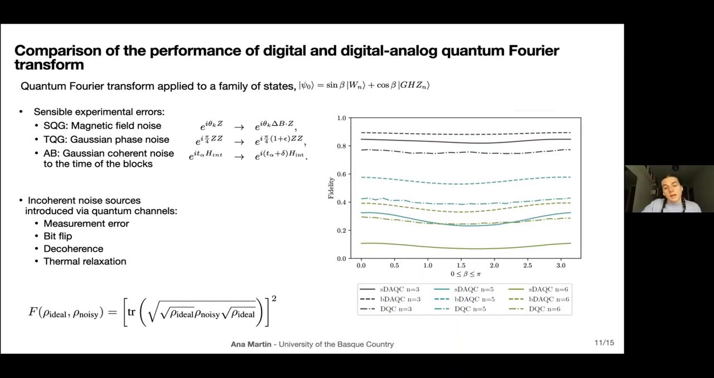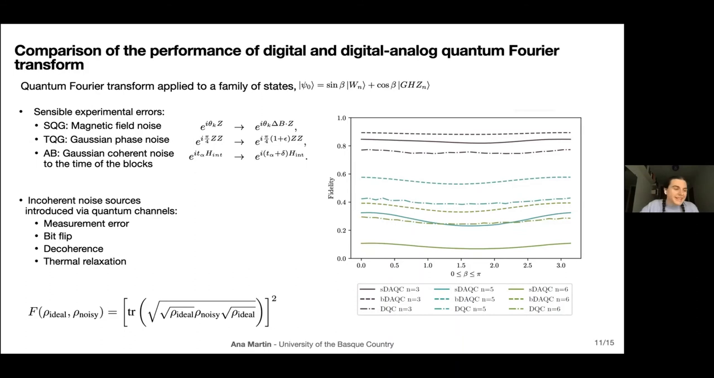Now I would like to refer you to the figure on the right, where you can see the fidelity of the different implementations. By color, all of the green lines represent the implementation of the 6 qubit quantum Fourier transform, and so do the blue and the black ones. And as you can see, for the BDAQC protocol the fidelity is always above the fidelity of the rest of the protocols. So the highest fidelity is always obtained for the banged digital-analog protocol.